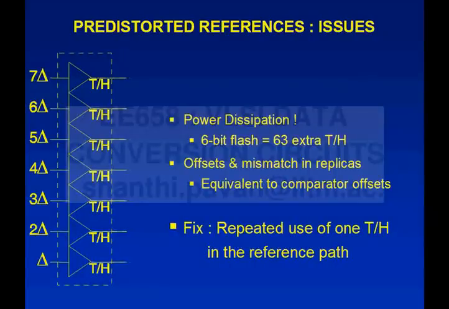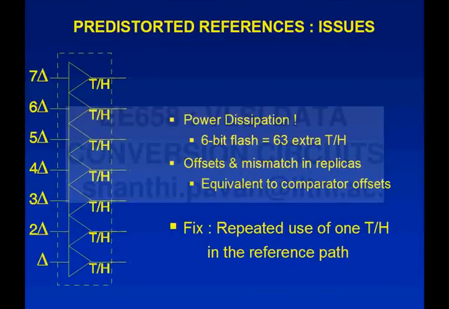Of course, one is that in a 3-bit example, we find that we need 7 extra track and holds. Now we know that if you make 7 extra track and holds, they're all nominally identical, but there's going to be mismatch between all the 7. And if a track and hold consumes power P, 7 track and holds will consume 7P. And this is how it is in a 3-bit example. So you can imagine what happens when you have a 6-bit example. So this is quickly turning out to be quite impractical. So one is offset and mismatch in these replicas, and the other one is power dissipation. These are the two problems.